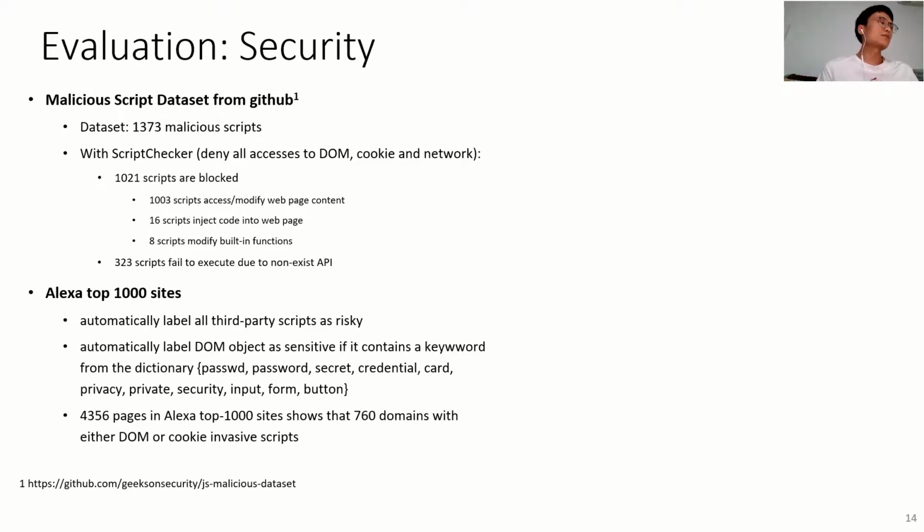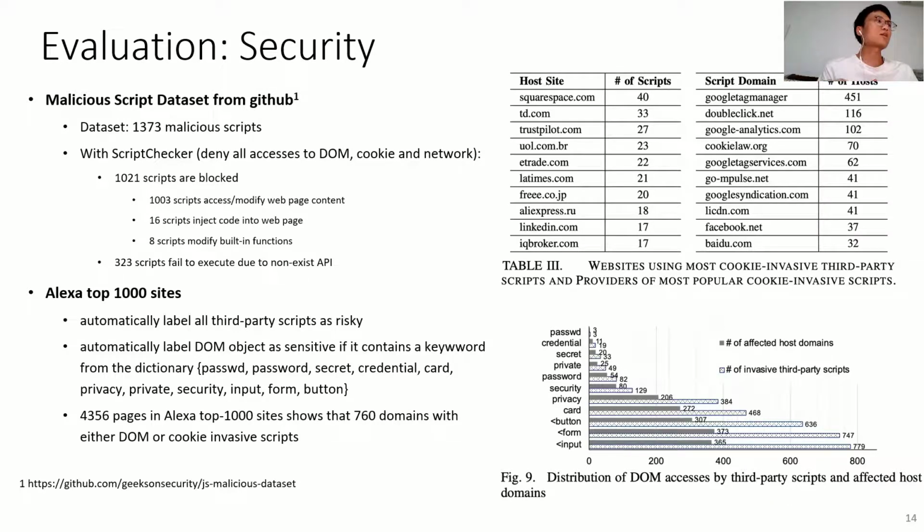The second experiment is an empirical study on the Alexa top 1,000 sites. We modify Chrome to label all third-party scripts as risky and label the DOM objects as sensitive if they contain keywords from this dictionary. We tested 4,000 pages in the Alexa top 1,000 sites, and the results show 716 domains with either DOM or cookie invasive scripts.